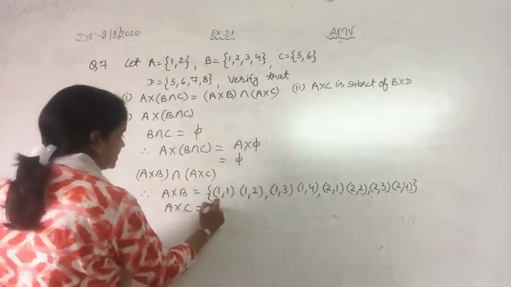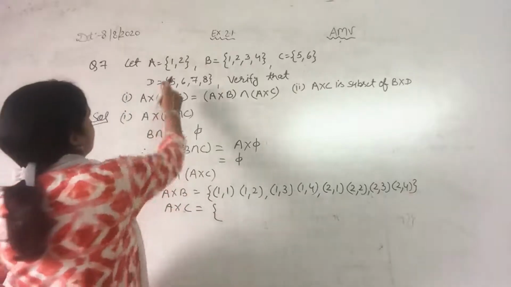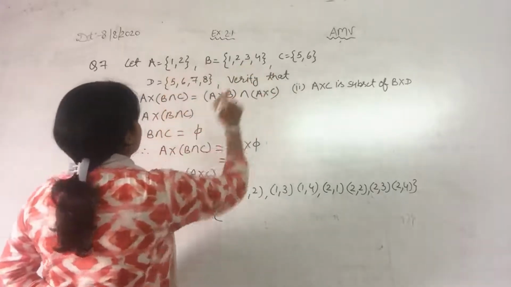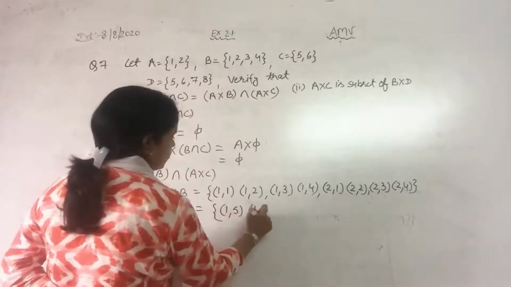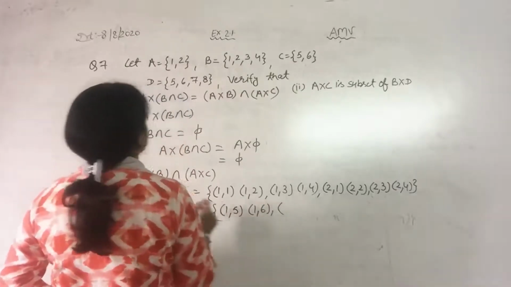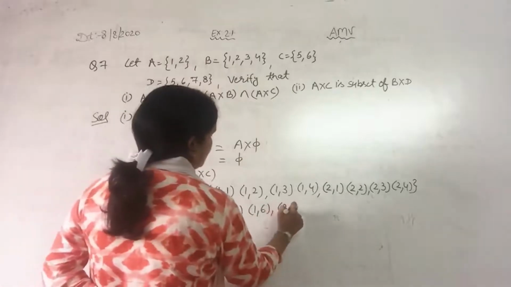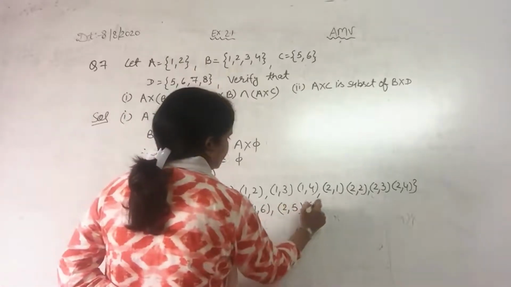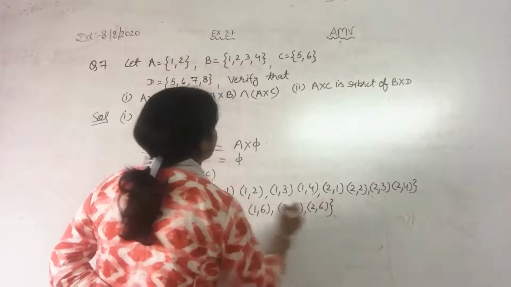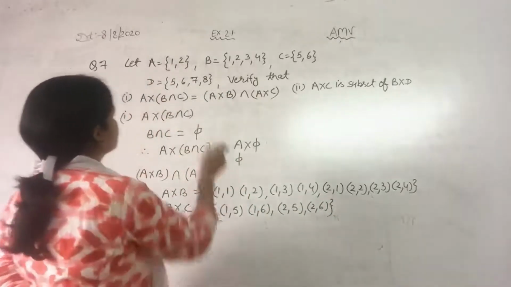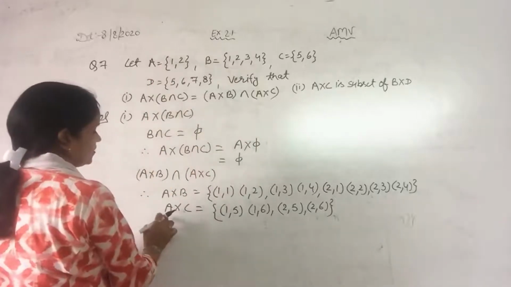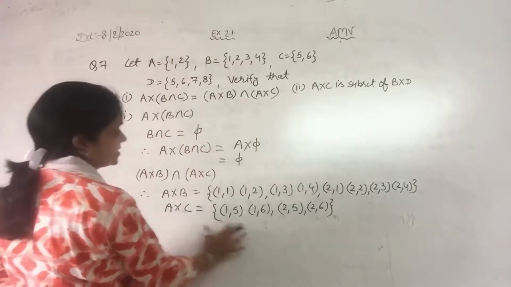And now find the Cartesian product A×C. Here A is {1, 2}, C is {5, 6}. So it's (1,5), (1,6), next (2,5) and (2,6). Only 4 elements, since A has 2 elements and C has 2 elements. So the number of elements of the Cartesian product A×C is only 4.